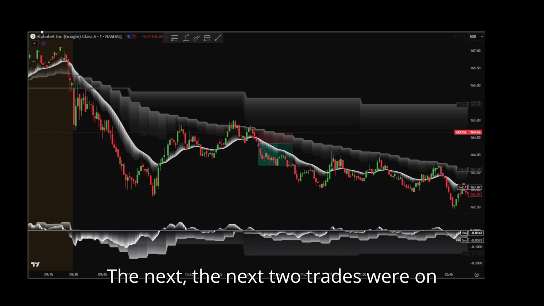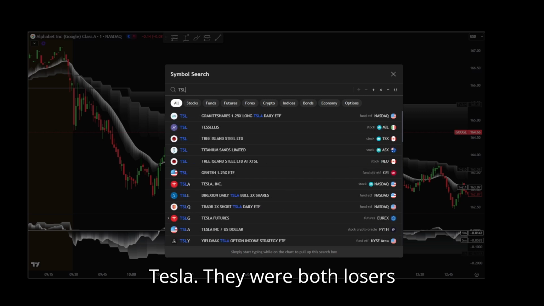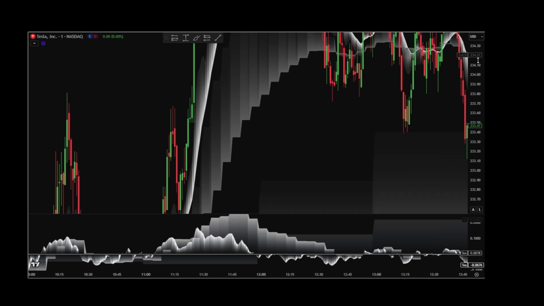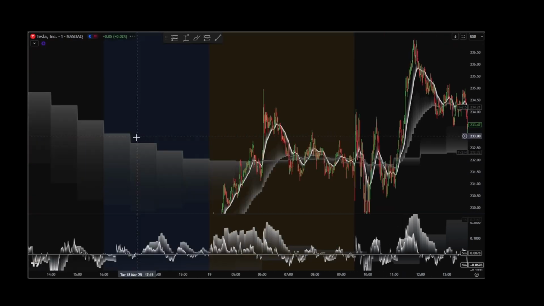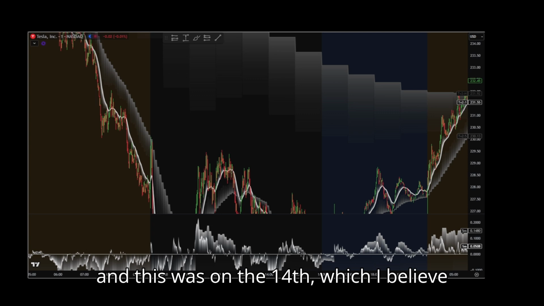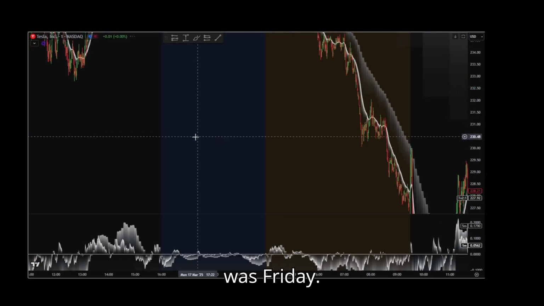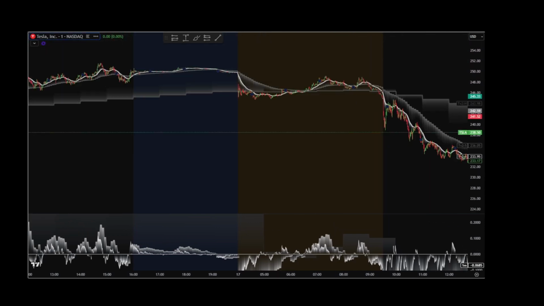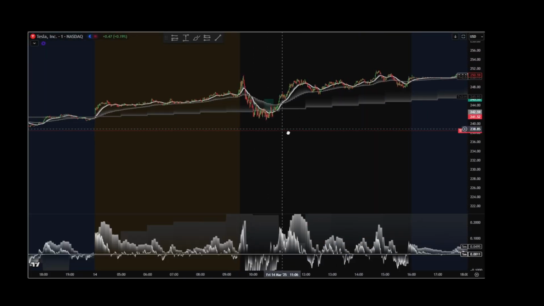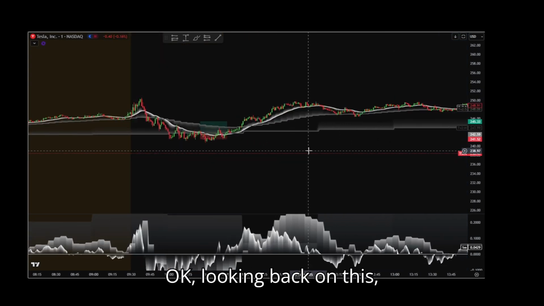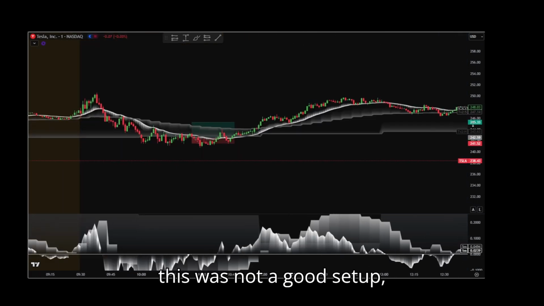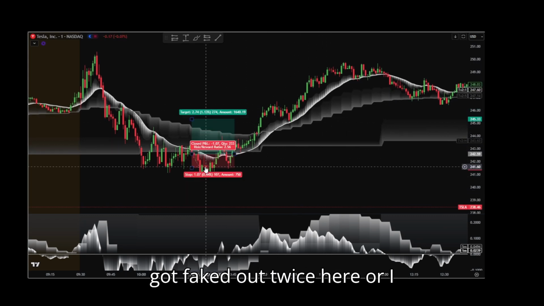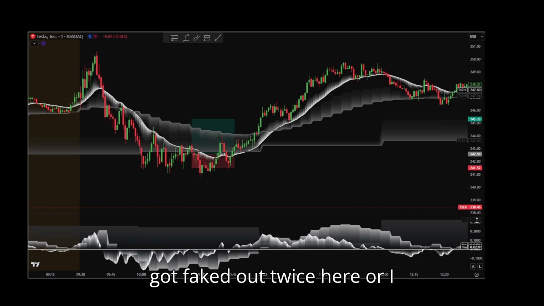The next two trades were on Tesla. They were both losers. And this was on the 14th, which I believe was Friday. Okay, looking back on this, this was not a good setup, although it ended up playing out, but I got faked out twice here, or I entered twice.